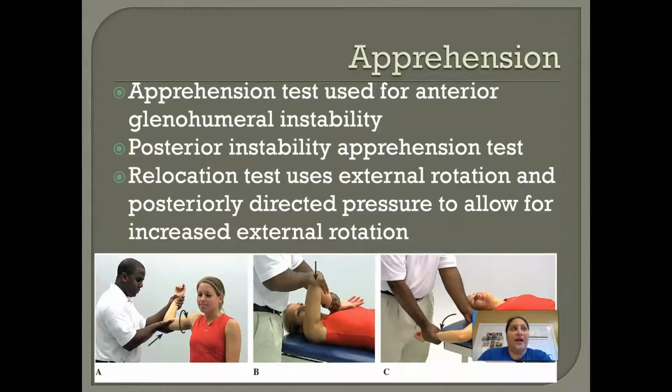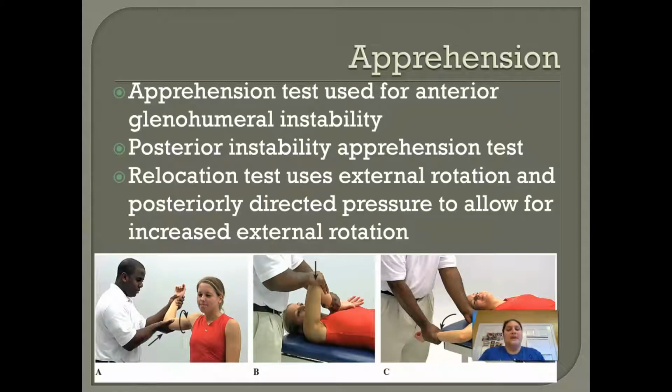So if I'm on the fence and maybe I don't know if they've actually dislocated in the past, or they've said they felt like it came out but it went back in, I would definitely be using this. So A right here is just the clinician doing external rotation and applying a little bit of pressure right there. A positive would be if the patient jumps forward or grimaces or just feels like they don't like that.